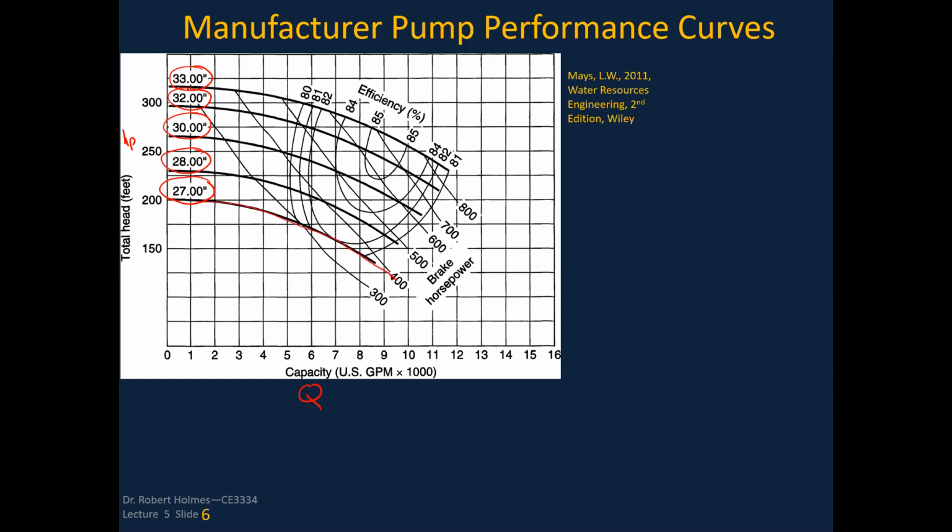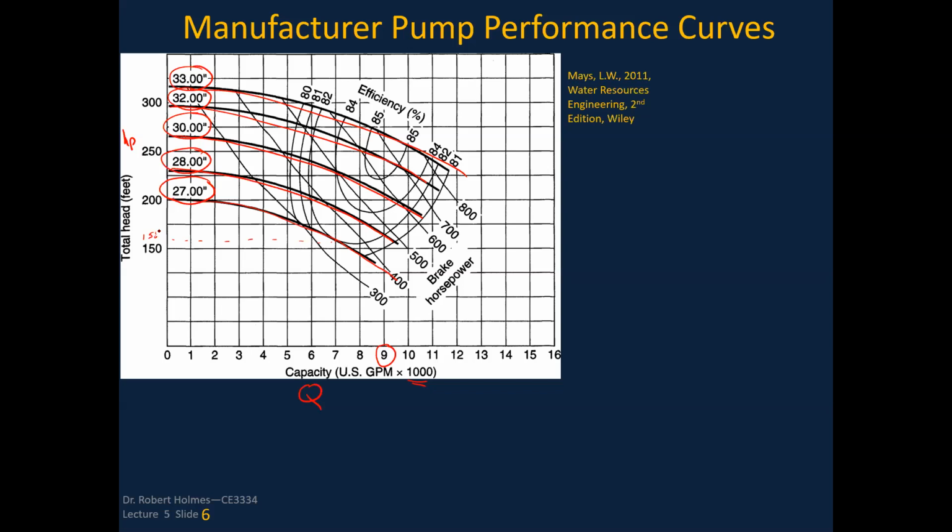This is a pump head curve for a 27-inch pump. Here's one for a 28-inch pump. Here's one for the 30-inch pump, 32, and 33-inch pump. And you'll notice these are in thousands of gallons per minute. So this is 9,000 gallons per minute. And you can look and say, okay, for the 27-inch pump, if we were pushing, let's say, 7,000 gallons per minute, I would be imparting a head of about 158 or so feet of head.